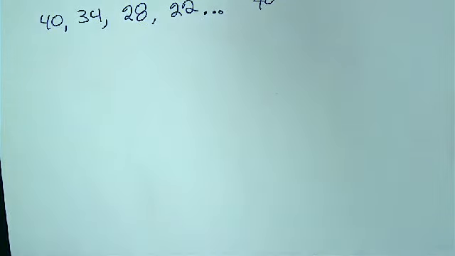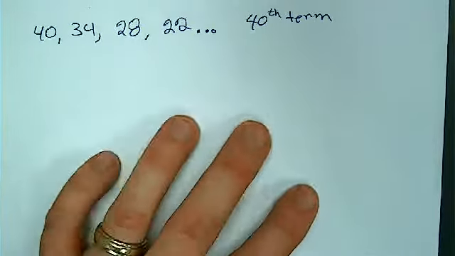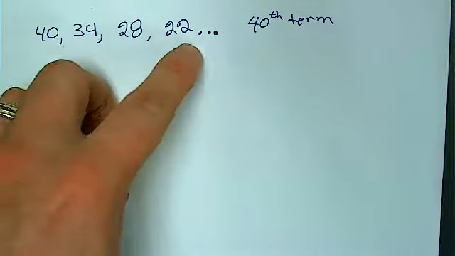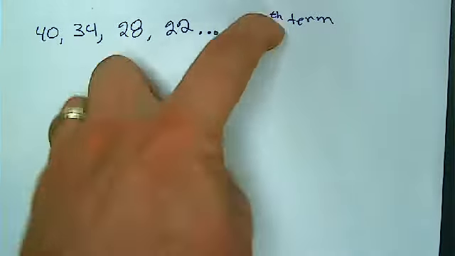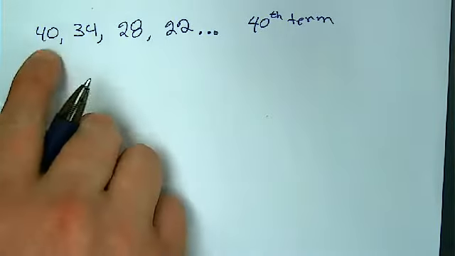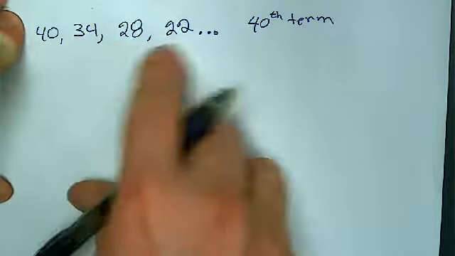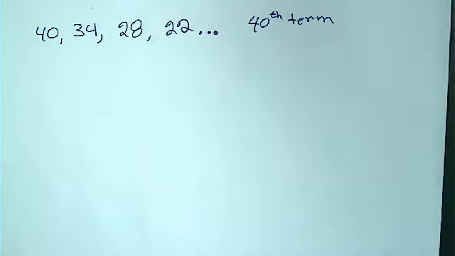Okay, so here's my next example. I've got these four terms. I want the 40th term in the sequence. So this would be the first, second, third, fourth, and so on. First, is this an arithmetic sequence? Can I use the rules we've been using to hit this? What's the common difference?